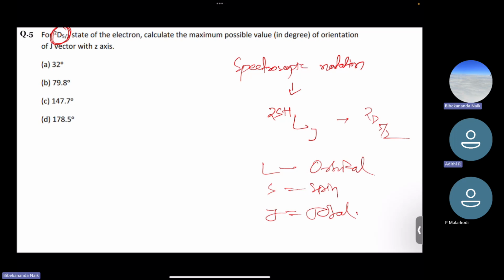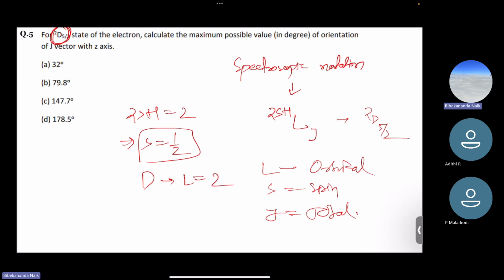L is 2, J is 5 by 2, and S is 1 by 2. Yes. So 2S plus 1 is equal to 2. So S is 1 by 2. And since it is D, L is 2. And also J is written here as 5 by 2. So J is 5 by 2.